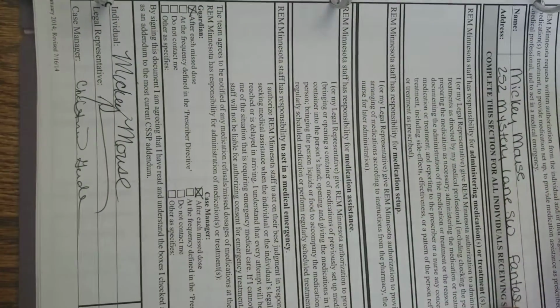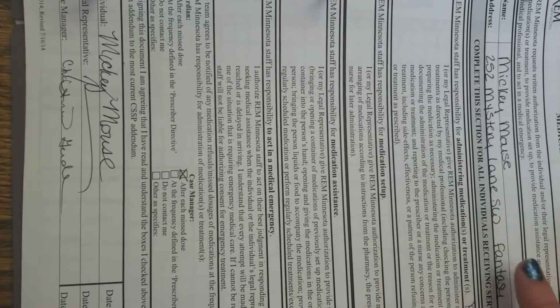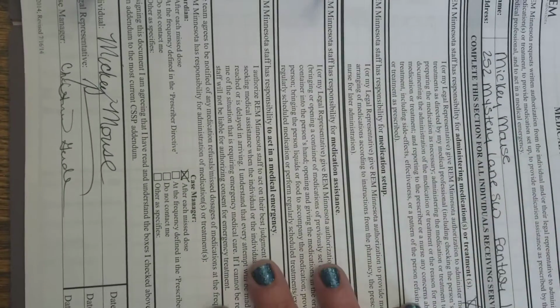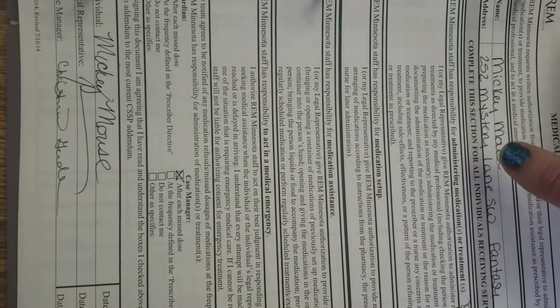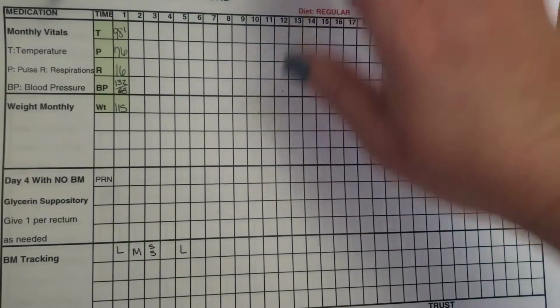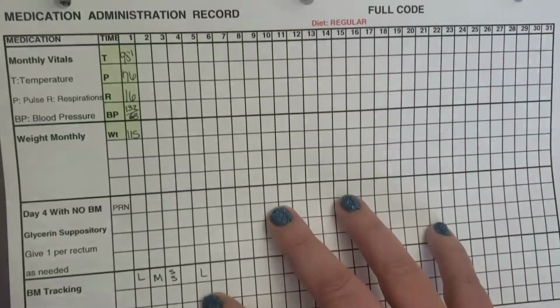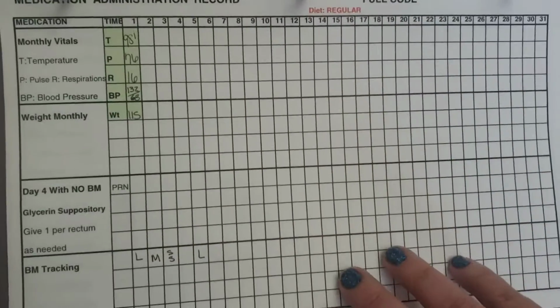The second thing you'll see is a medical authorization form. This allows us to give medications and treatments and act in a medical emergency. We'll talk more about this actually in the med class itself. And then you're going to start seeing their MAR pages. And you're going to have a few of them. They may look like this, they may not, but they'll be very similar.